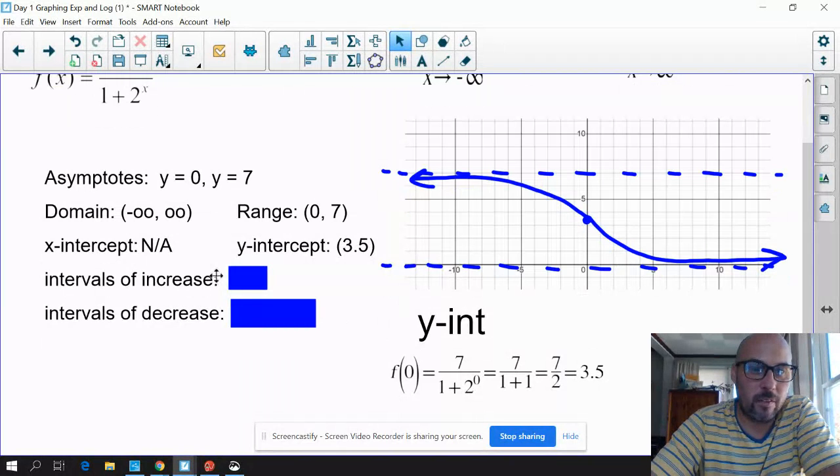And intervals of increasing, it's never increasing. As I move from left to right, it's never increasing, so that's really not available. It's always decreasing on its entire domain, and its entire domain happens to be all real numbers.